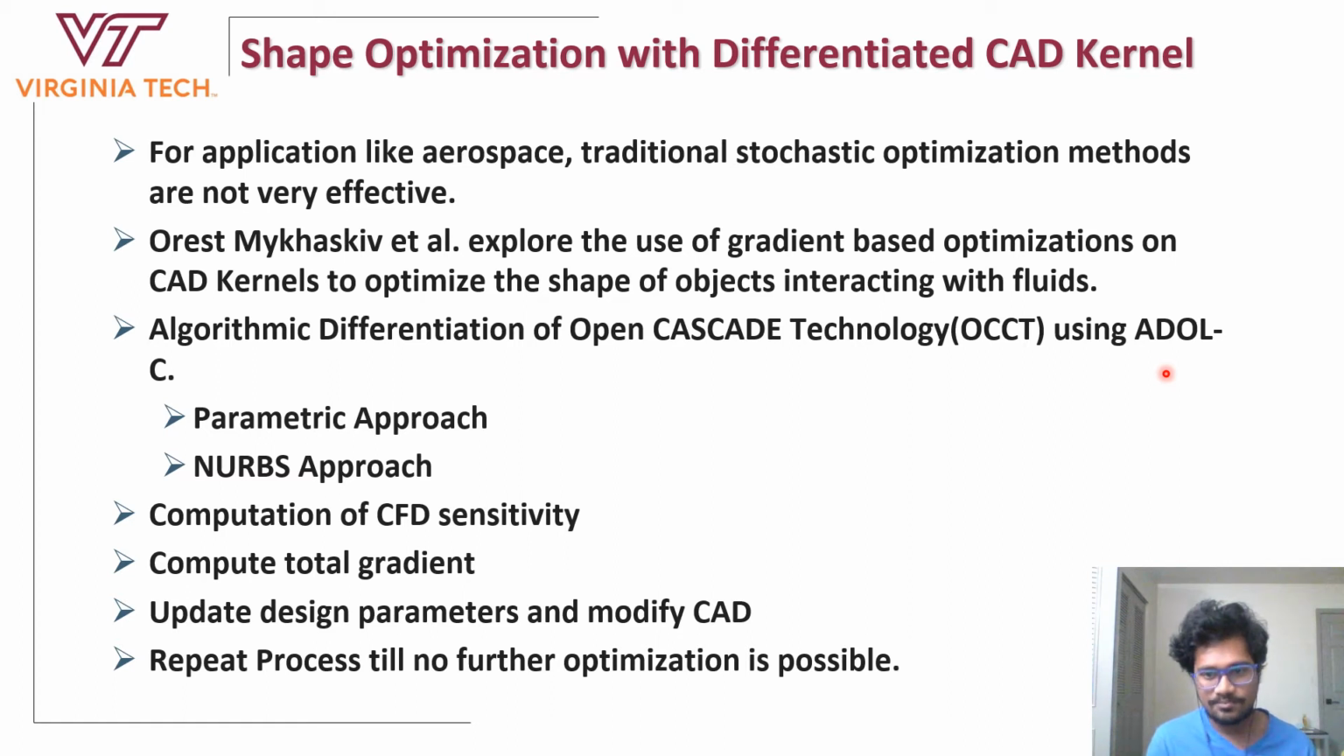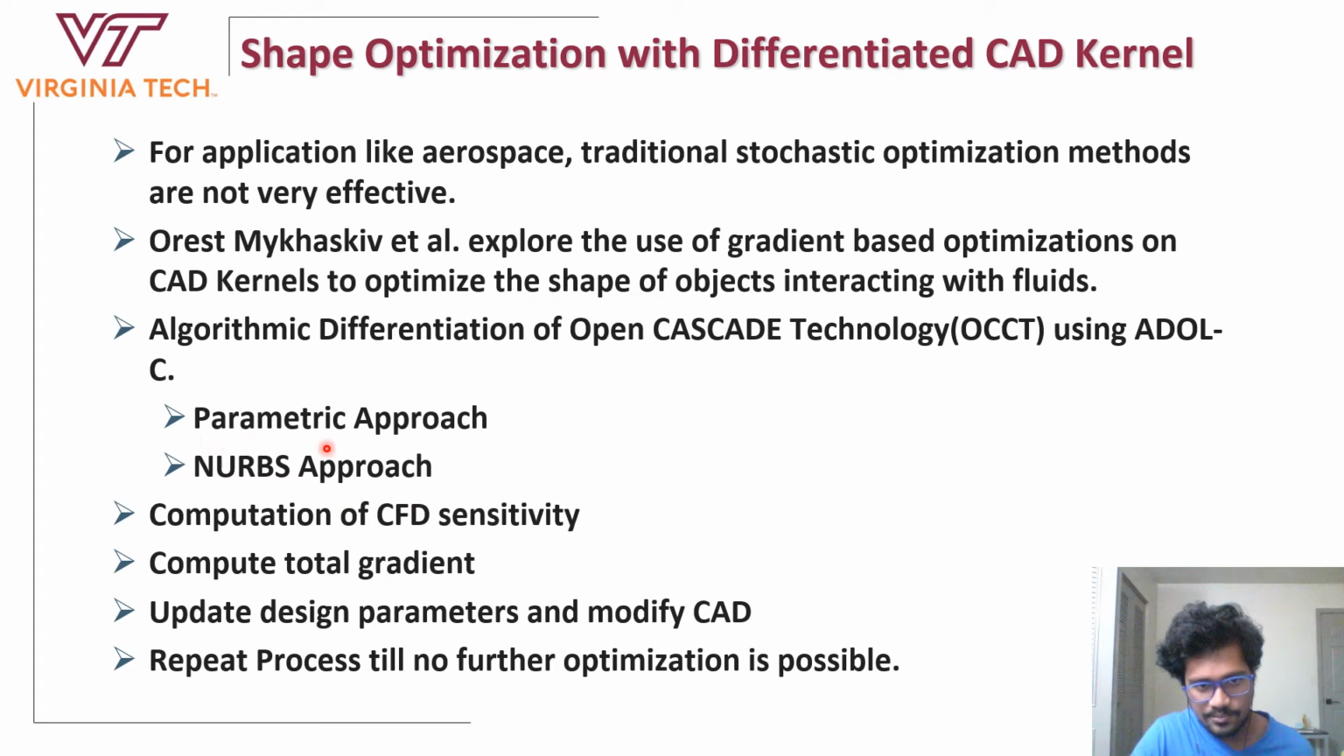It is a multi-step approach. The first step of this process is that algorithmic differentiation is done of the Open Cascade Technology, which is a 3D software, using ADOL-C. In this step, what is basically happening is that for the geometry of the structure, we try and find out how the geometry changes as we change the input design parameters. As you can see, there are two sub steps to this. First is the parametric approach, and the second is the NURBS approach.